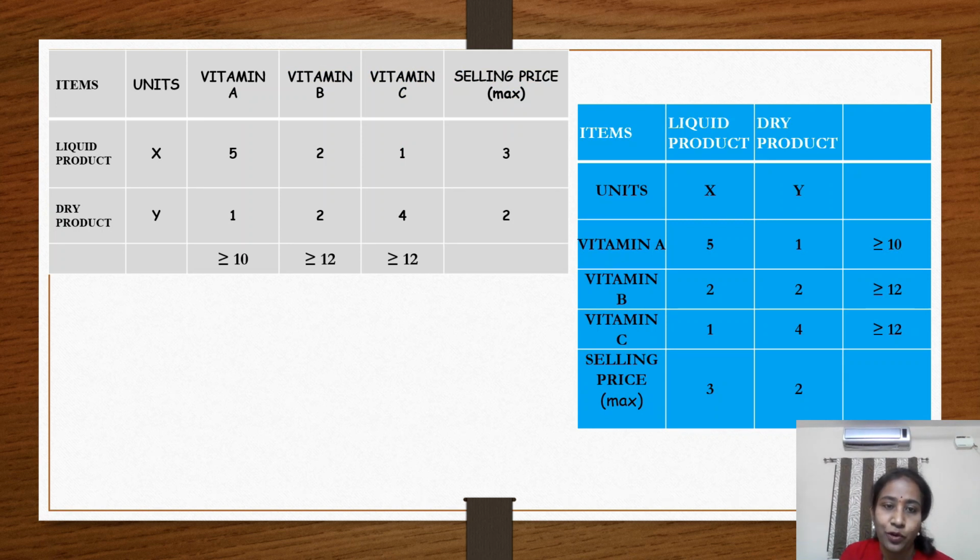And as I already told you, don't fix your mind that you have to write the tabular column the way I have done. In case you want to write it like this, that is the units, vitamin A, vitamin B, C, selling price, all that comes in the first column, liquid product and dry product in the row, then also there is absolutely no problem and your LPP will be correct. Okay, so you can fill the values either this way or this way.